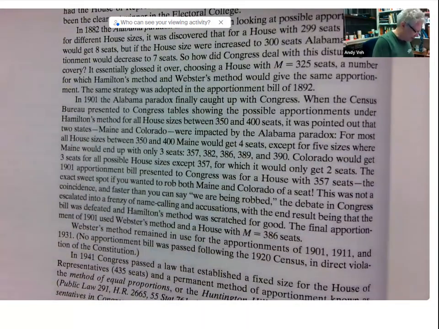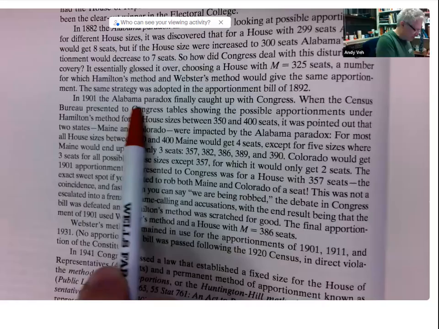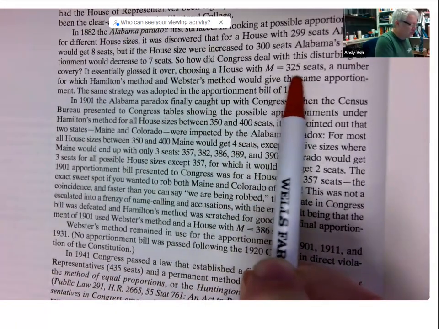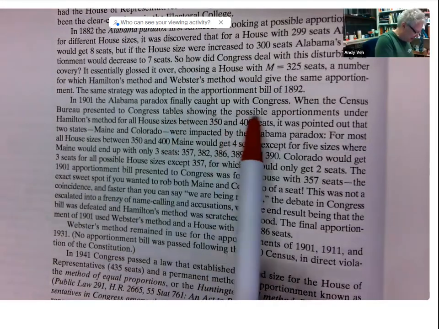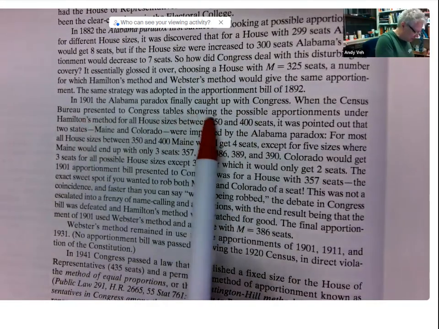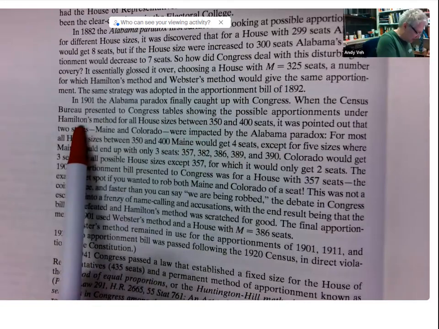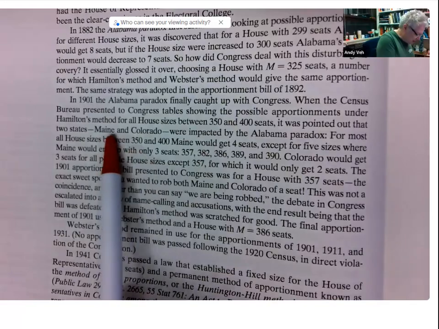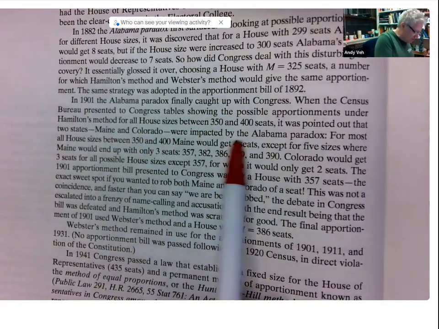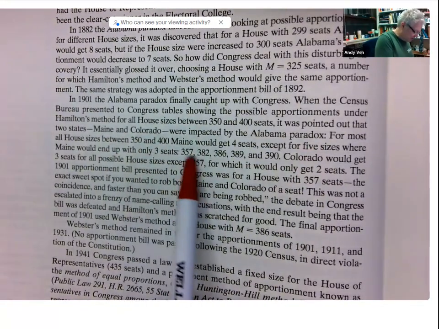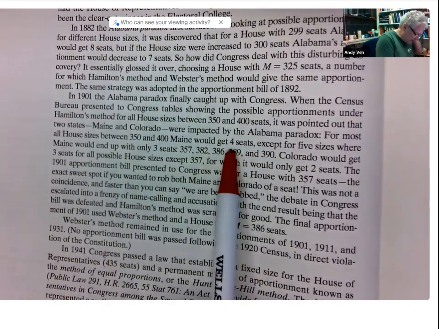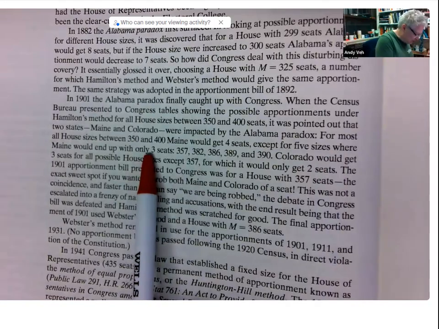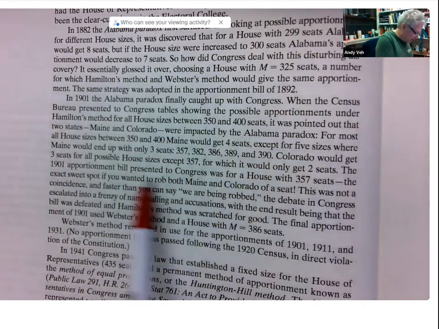So it's like, wow. And then it says in 1901, the Alabama paradox finally caught up with Congress. So they left it at that and chose a different number here, 325. The Census Bureau presented to Congress tables showing the possible apportionments under Hamilton's method for all house sizes between these numbers here. Then Maine and Colorado actually were impacted by the same paradox. So Maine would get 4 seats, except for some sizes where they only get 3. And something similar happened to Colorado.